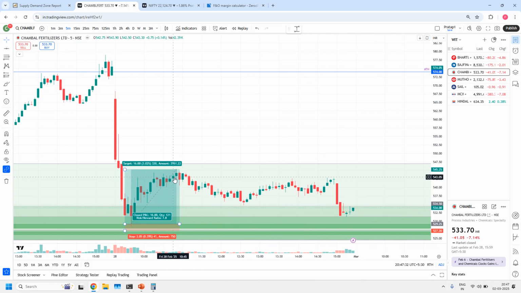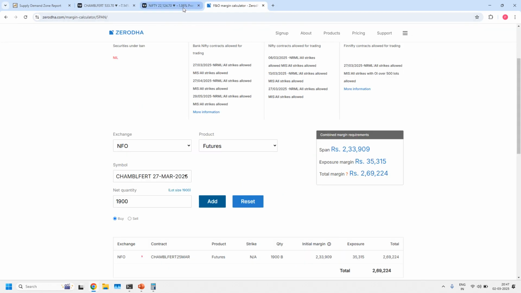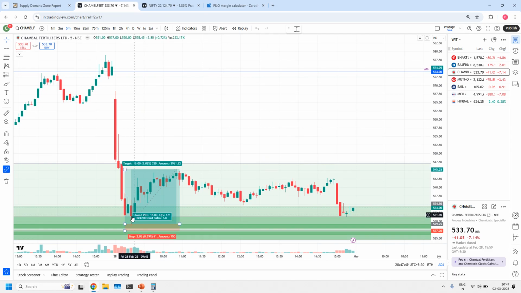On Friday, a bearish day, the market was down more than 300 points. How many points was it down on Monday? 420 points. The market is down. And most probably this morning, the market might be down by at least 350 plus points. When the market is down, but our stock is a bullish trade setup, Chambal Fertilizers is moving.